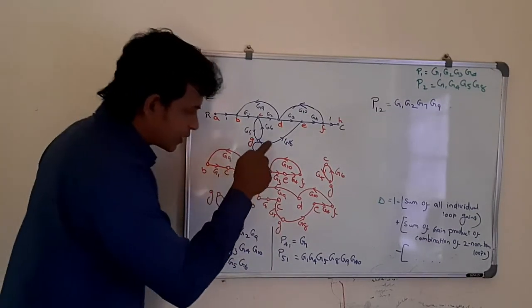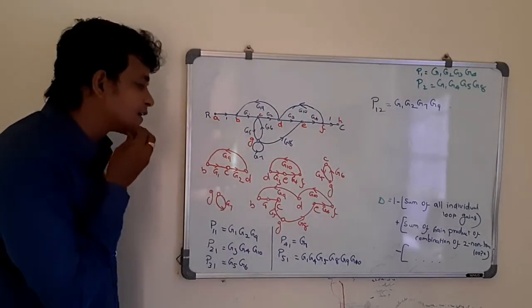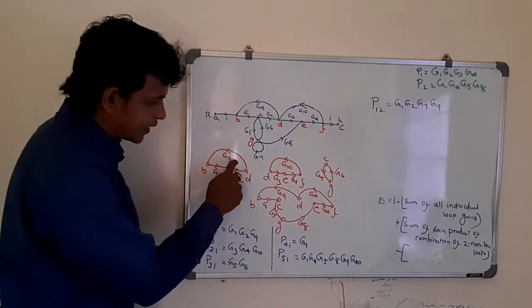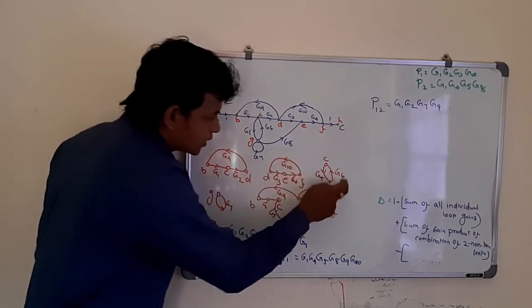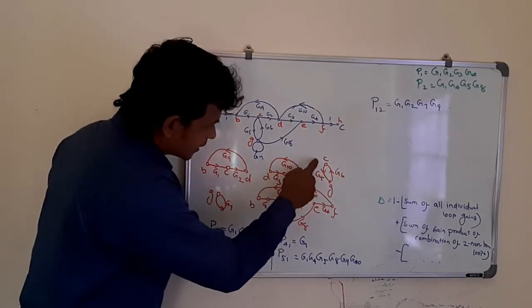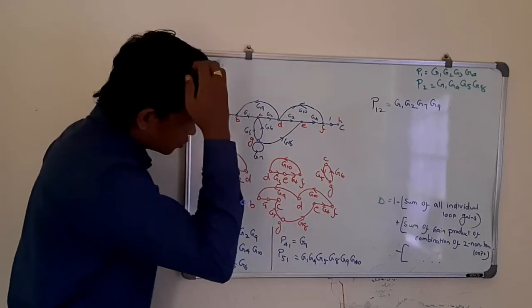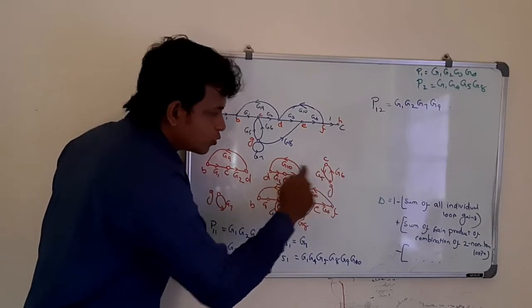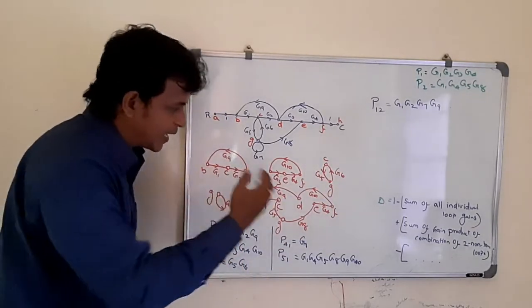Next we are going to compare this loop with the other loops, to find the combination of two non-touching loops. Already this comparison is over. Now we are going to compare this loop with this loop. Here node C is there, here nodes D, E, F, and node C, node G. So we can say that these two loops are non-touching loops since they do not have any node in common.